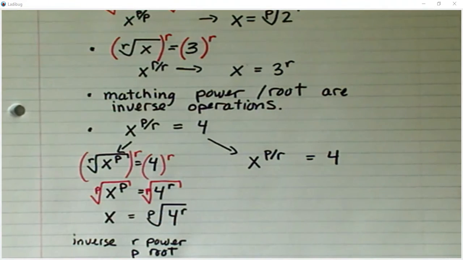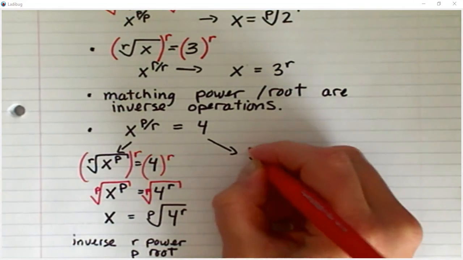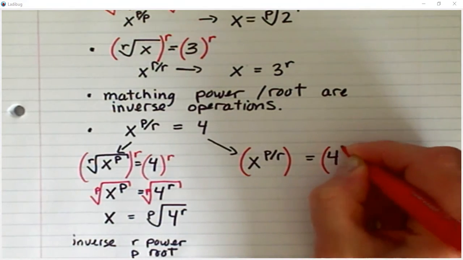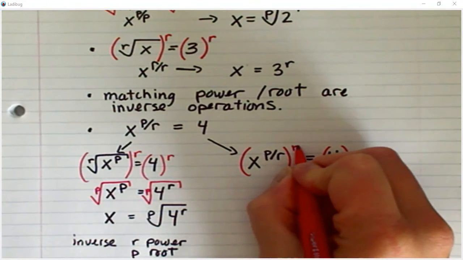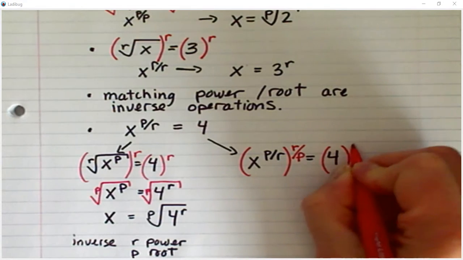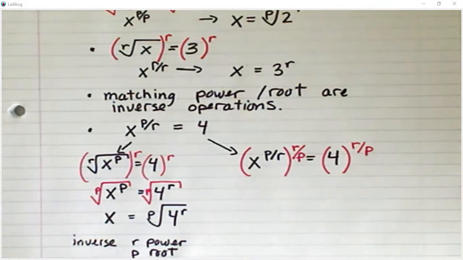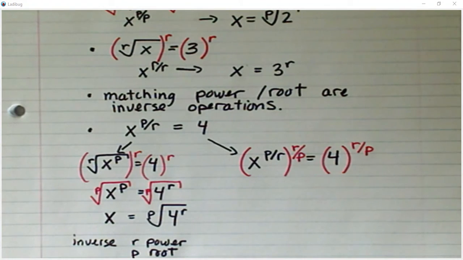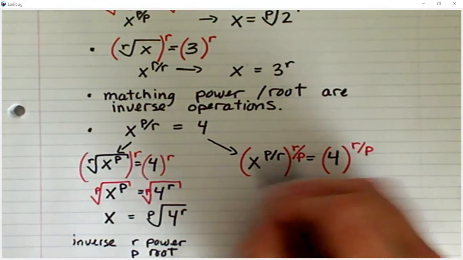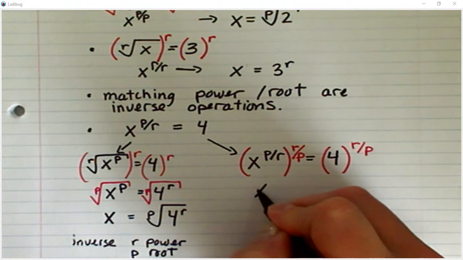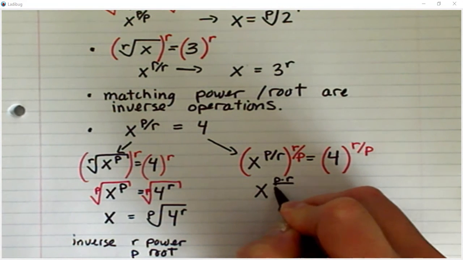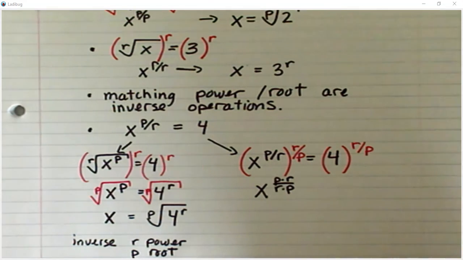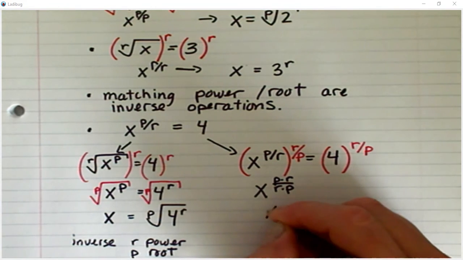What if I wanted to do this in one step? Okay, so I did an r power and a p root. Oh, okay, look at that. My exponent rule says that we multiply our exponents. Well, that's just equal to 1.